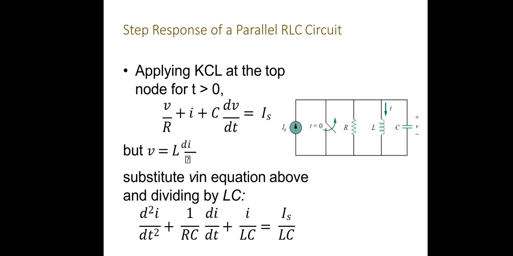What is the difference between the previous series and parallel cases? Previously it was completely driven with voltages, meaning the equation was in d square V by dt square. But here it is in terms of currents, because of the nodal analysis. So d square i by dt square plus 1 by RC di by dt plus i by LC is equal to Is by LC. This is the step response of the parallel RLC circuit.